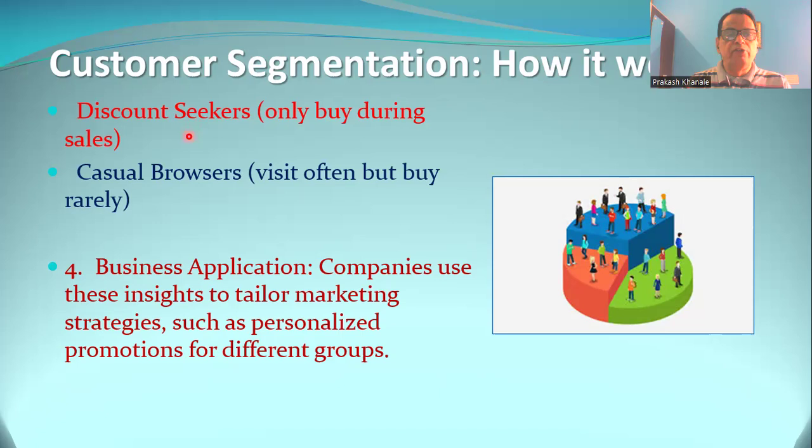Sometimes you will find that customers do not buy. They often visit, but they do not buy. And such customers are classified as casual browsers. And then the companies can make use of this data in order to gain insight into their marketing strategy. So they can have personalized promotions for the different groups. So people are classified into different categories based on their behavior.